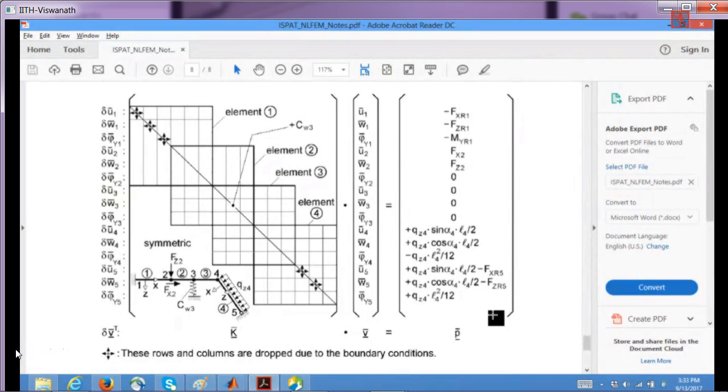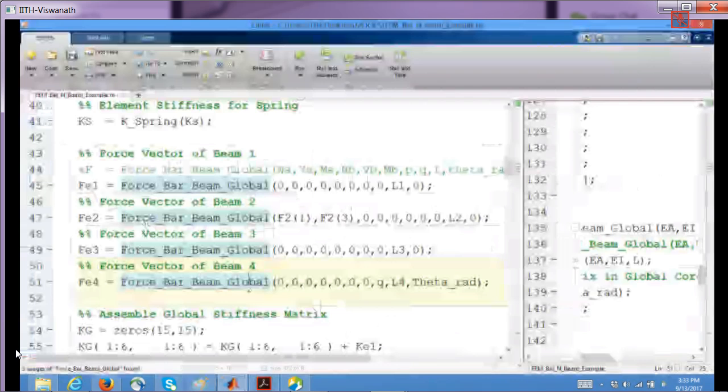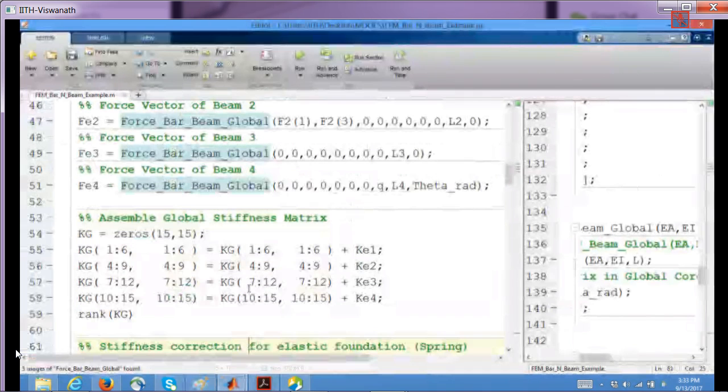Anyway, I will show you through the code how it has to be done. So let us look at here.